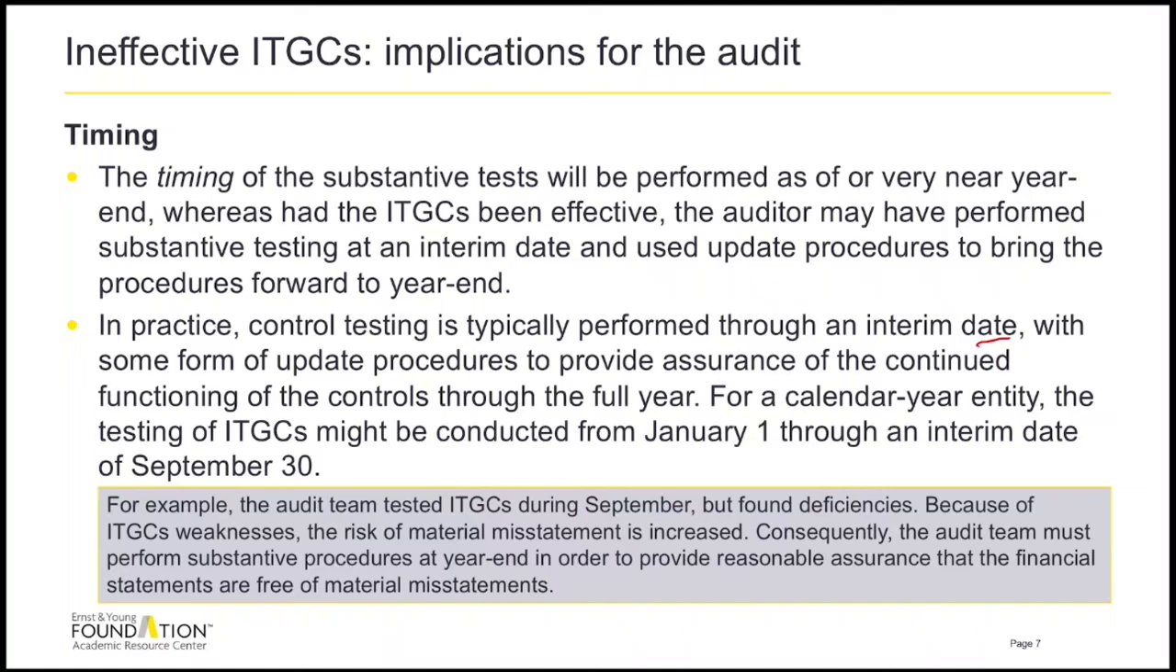For a calendar year entity, the testing of ITGCs might be conducted from January 1 through an interim date of September 30. So, for example, the audit team tested ITGC during September but found deficiencies. Because of ITGC weaknesses, the risk of material misstatement is increased. Consequently, the audit team must perform substantive procedures at year-end in order to provide reasonable assurance that the financial statements are free of material misstatements.